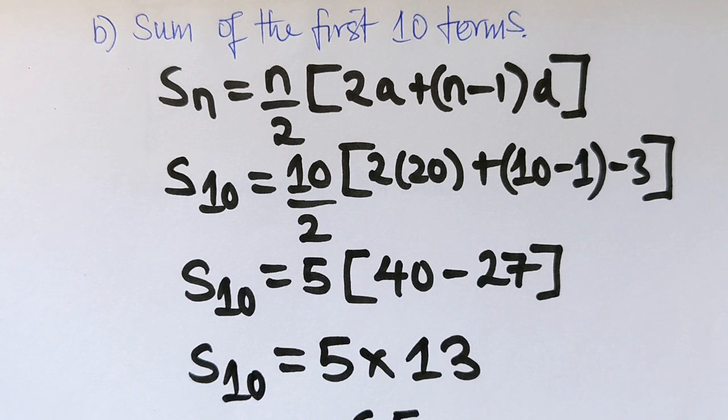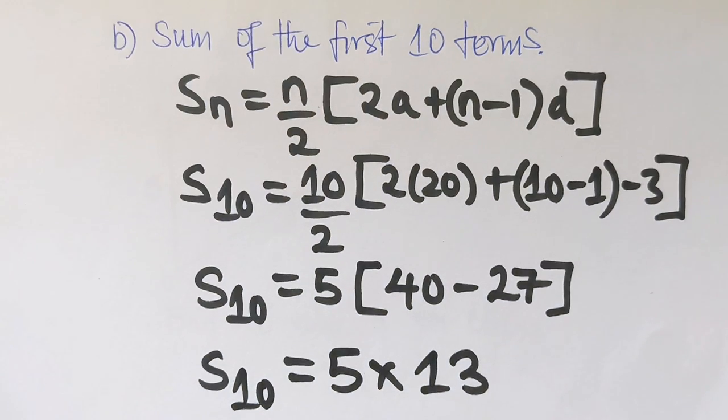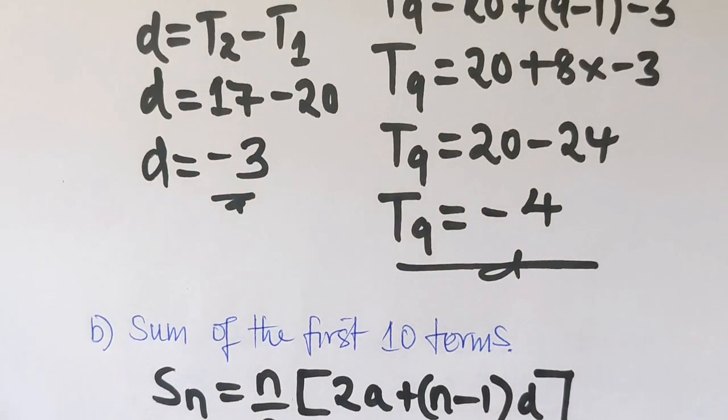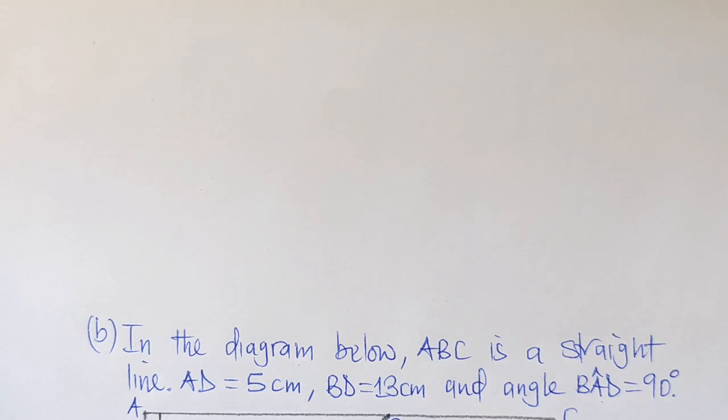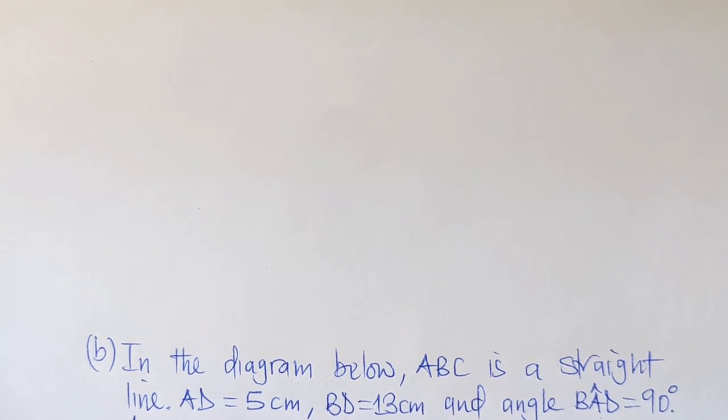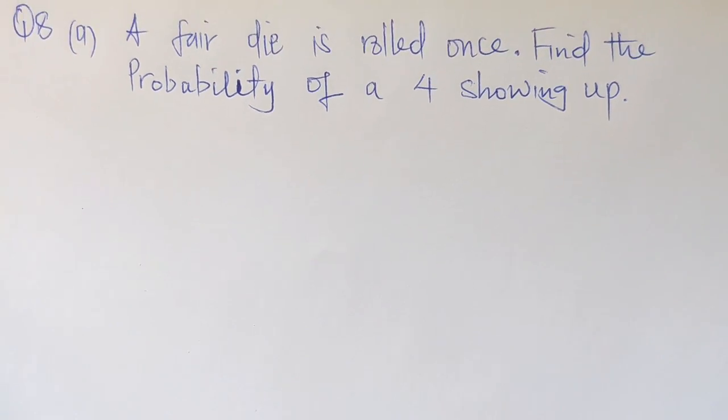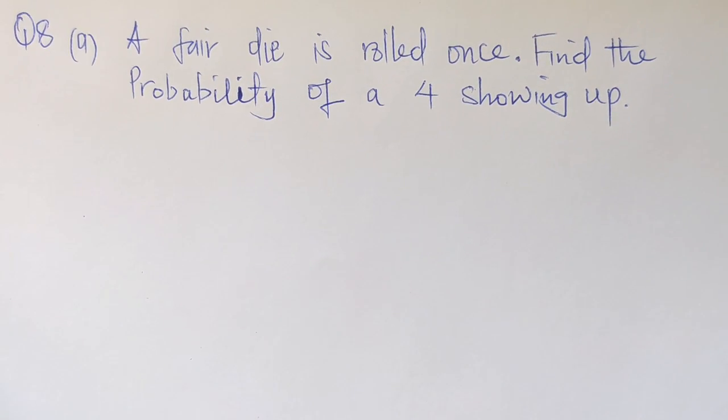Okay, so we move on to the last question, which is question 8. Question 8 has got two parts, A and B. Starting with A: a fair die is rolled once. Find the probability of a 4 showing up.